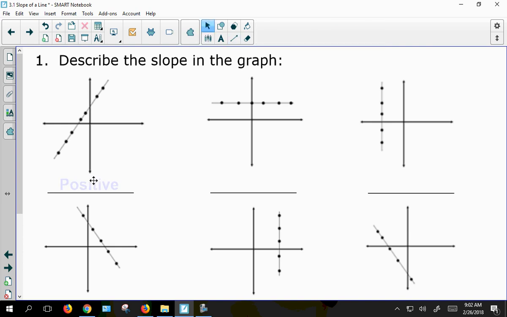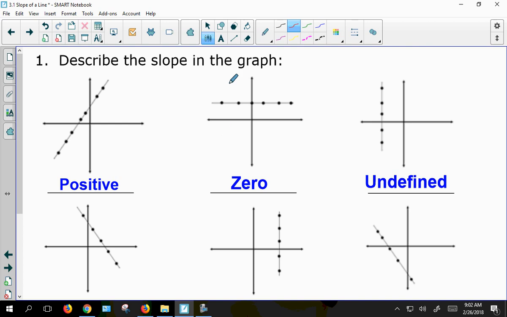This slope right here is positive. This is a horizontal line. Horizontal lines have a zero slope. This is a flat floor, zero slope. This is an undefined vertical line. Okay, so this is horizontal. This is vertical. This is like your floor. This is like a wall.